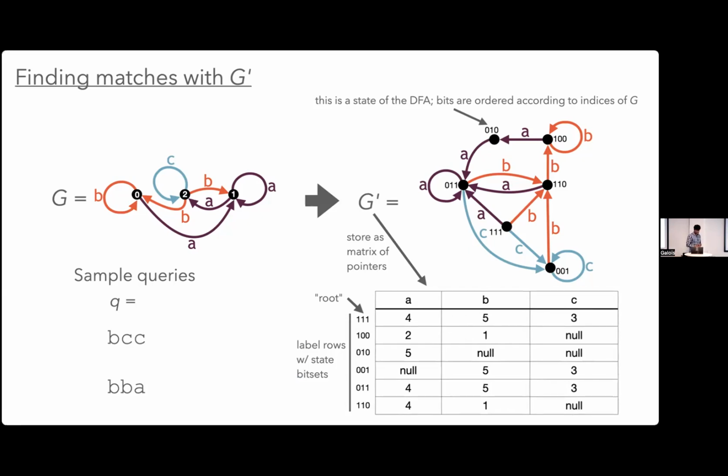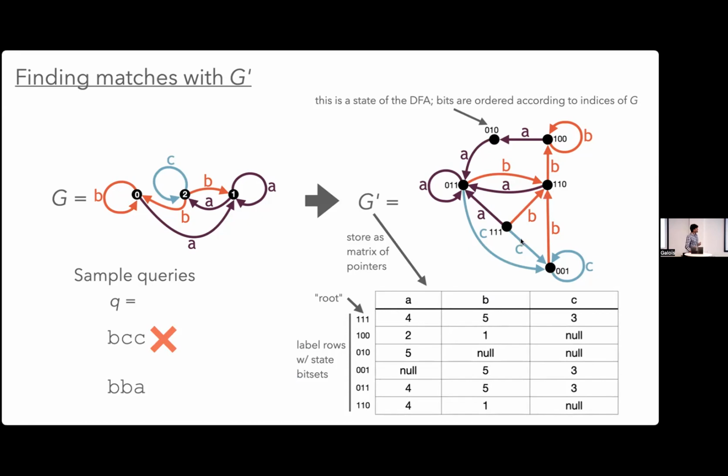So let's look for BCC. We start by standing at all vertices of graph G at the same time. That means starting at the all ones bit set in G prime. You see my mouse? Yeah. We walk across edge B, get to this 110 bit set. And then we try to walk across an edge labeled C, but there is no edge labeled C. So BCC is not in this graph G, we conclude.